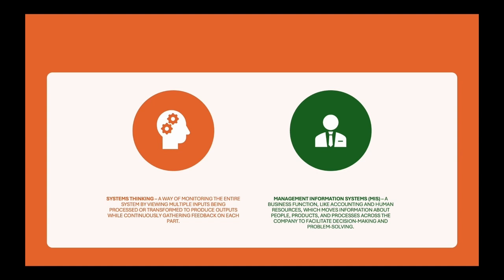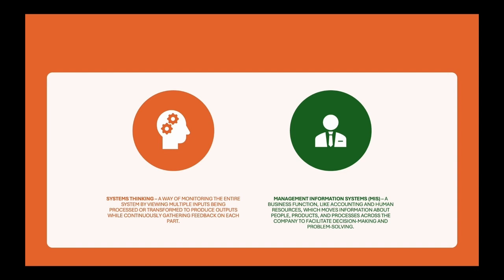Systems thinking analyzes the way different parts of a system interact and how they influence one another. Meaning how each part of the system interacts with the others, and it gives a summary of all this. A way of monitoring the entire system by viewing multiple inputs being processed or transformed to produce outputs while continuously gathering feedback on each part.